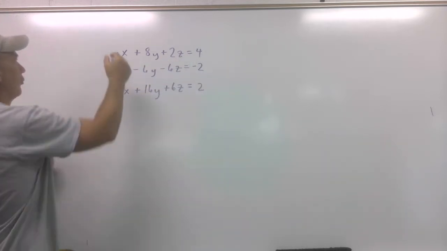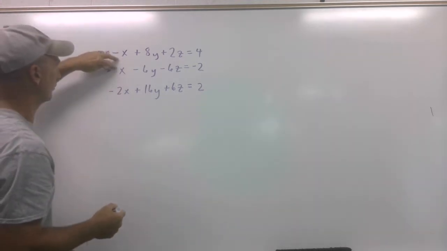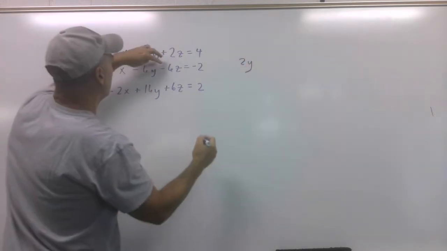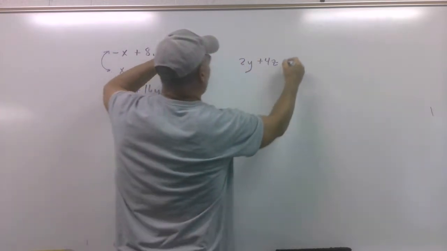Look at these first two right here. If I add those together, that would disappear. They'd cancel. This would give me 2y. This would give me 4z. And then this would give me 2.